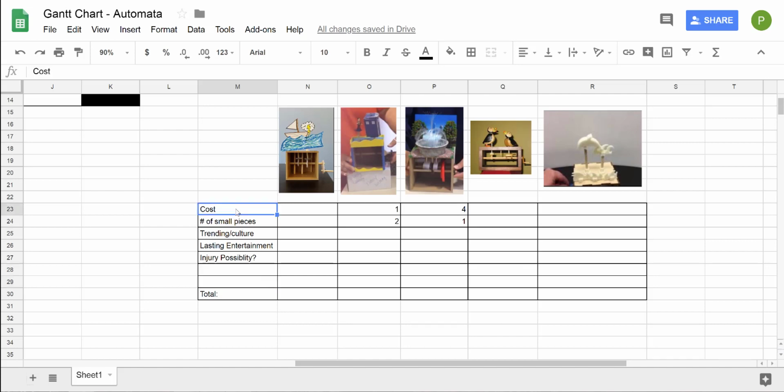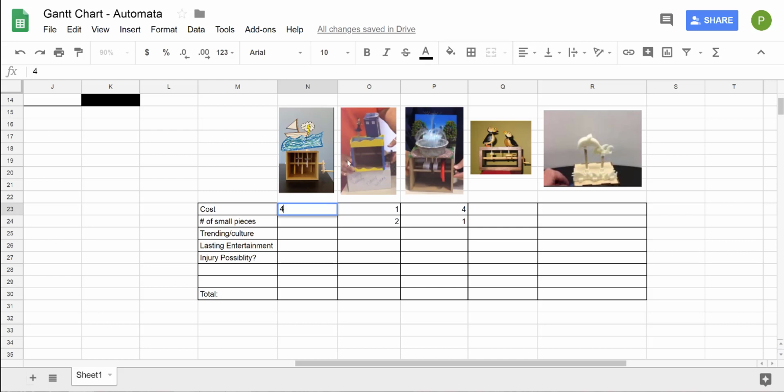So for each of these toys, I'm going to rank them from 1 to 4. And that 4 is partially an arbitrary number, but 4 means the best for you, and 1 means the worst. So, for example, this boat one, the boat and the waves and everything, they're made out of paper. So that's probably really cheap. And because it's really cheap, it doesn't cost you a lot of money. So in terms of cost, I would say that's a 4.